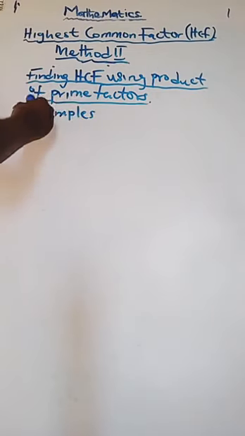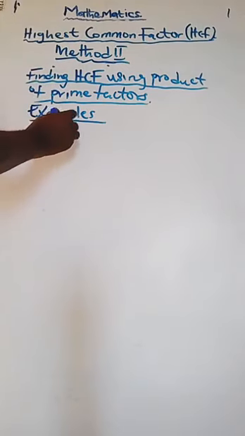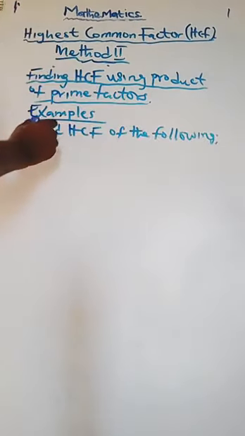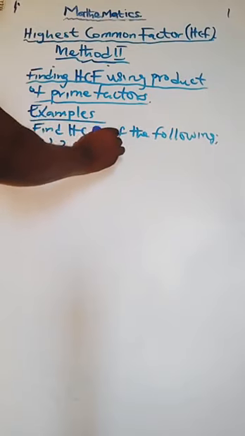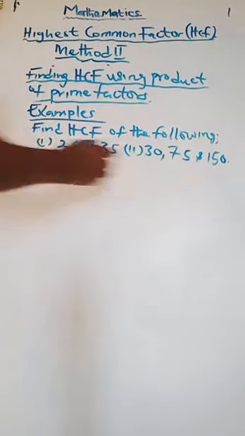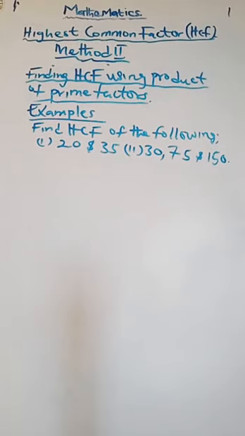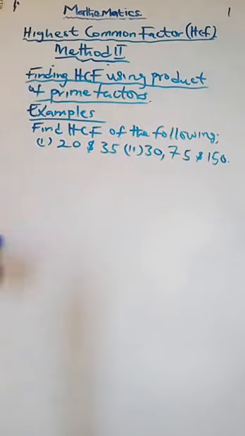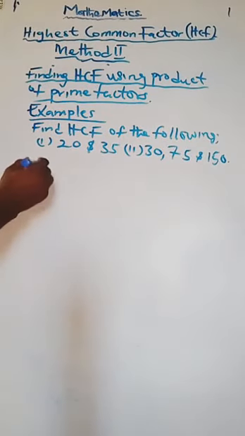Let's say you have a question that says find HCF of the following: 1, 20 and 35. 2, 30, 75, and 150. So we want to look for HCF, which is the highest common factor of 20 and 35, as well as 30, 75, and 150. Let's go. Let's start with 1.